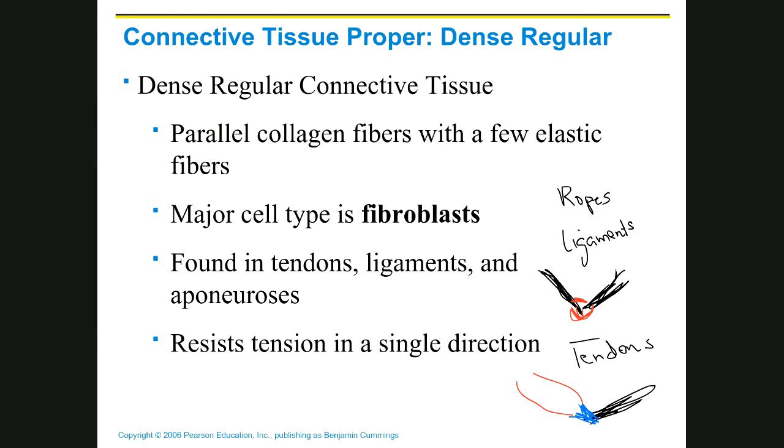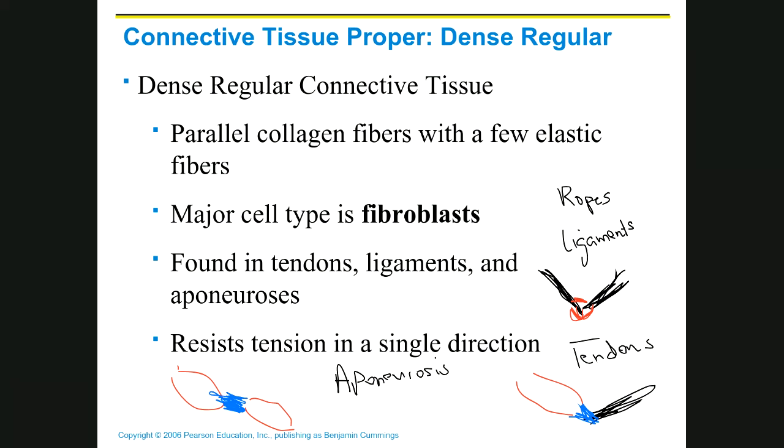And then the last one is an aponeurosis. What an aponeurosis does is it ties a muscle to a muscle. So here's one muscle, here's another muscle, and an aponeurosis is a rope that connects the two, holds them together.